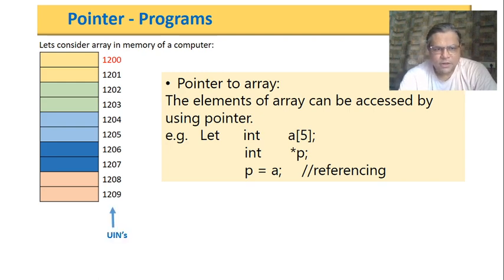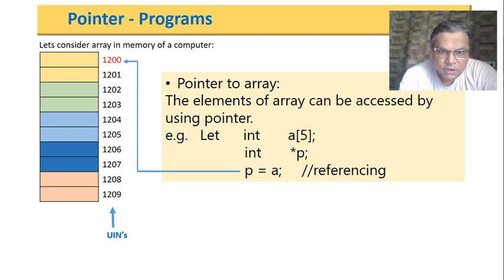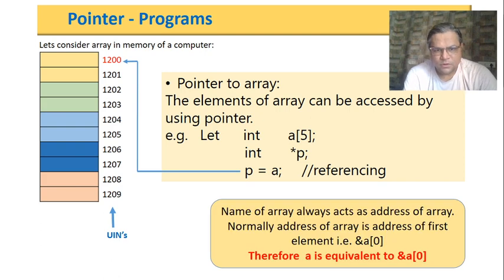Now, these are the unique identification numbers related to the array that I have declared. When we write p is equal to a, what actually will be stored in p is 1200. And what is 1200? 1200 is the address of first element of the array, and it is in fact the address of the array. So address of the array is nothing but the address of first element, that is &a[0]. And then a is equivalent to &a[0]. Therefore, name of array always acts as address of array.